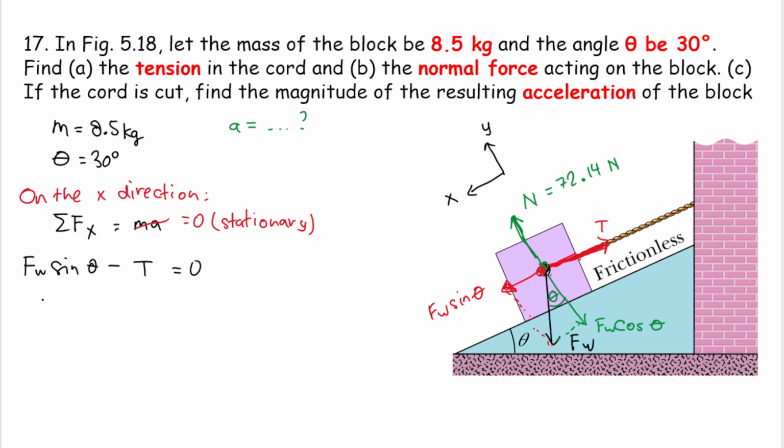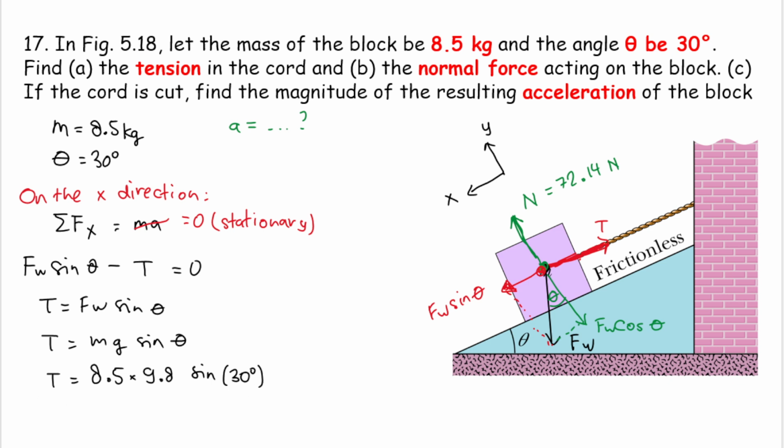So we can isolate T here. So T is equal to Fw sine theta. But then Fw is just mg, the mass of the block times gravitational acceleration, and sine theta here. So we will have T equal to, let's plug that in, 8.5 multiplied by g, 9.8, and then sine theta, I will have sine 30 degrees. Good, and I think that will be our calculator job here.